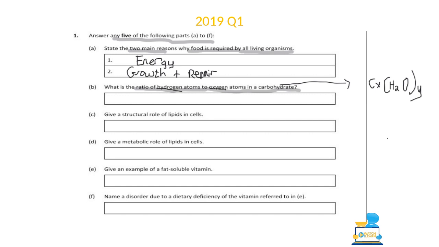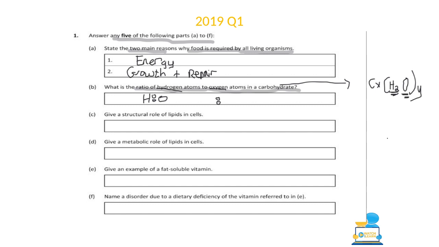They've put hydrogen first, which means you must put hydrogen first, and then you have your oxygen. So what way are we going to write that? If we look at that general formula for carbohydrates, we have twice as many hydrogen as we do oxygen.